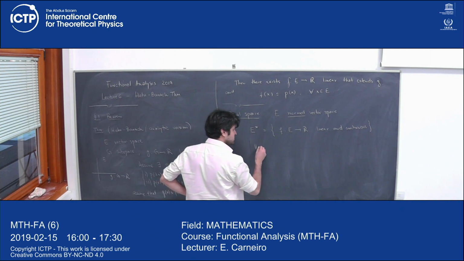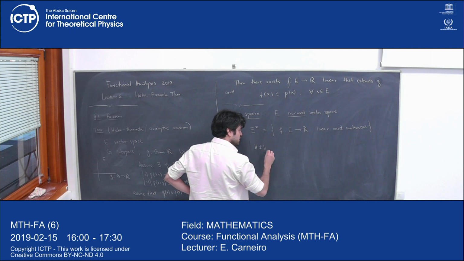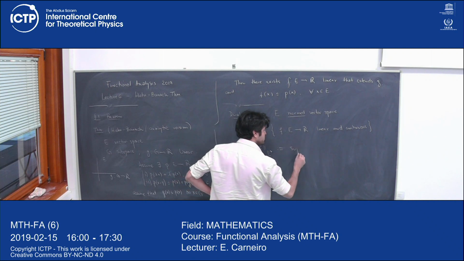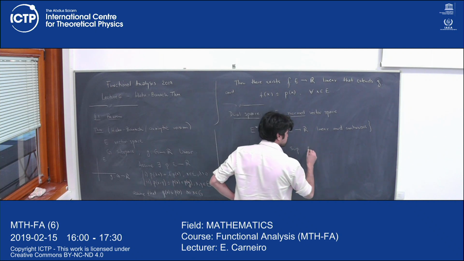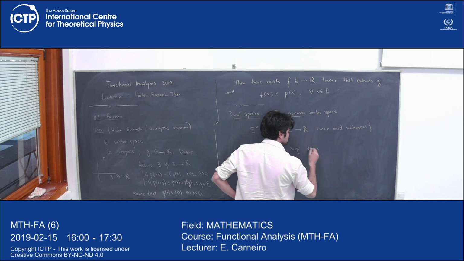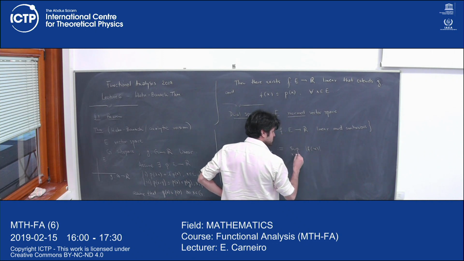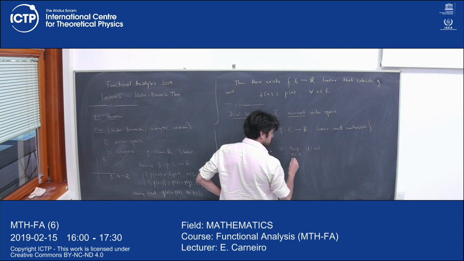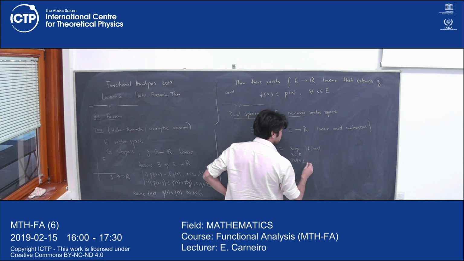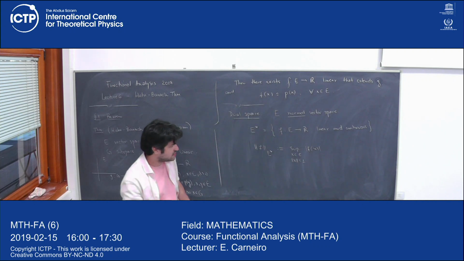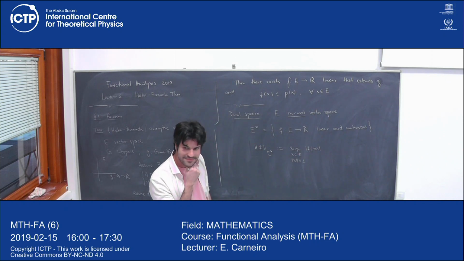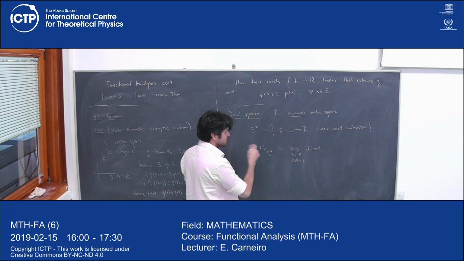The norm of f, a function in the dual space E star, is by definition the supremum of f of x, where x belongs to the space E, this is where f acts, and the norm of x is less than or equal to 1. It's the highest value that f of x attains in the unit ball of the space. So this is the norm in the space E star.